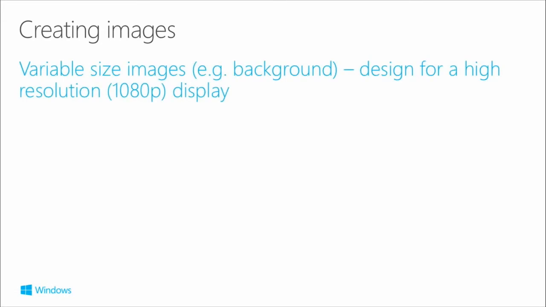So if you're a designer or a developer and you're creating these images, there are two kinds of images you're going to create. The first is the variable size image, something that you're going to put in the background, for example, in that pivot application, or the hub application that we saw in the last session.